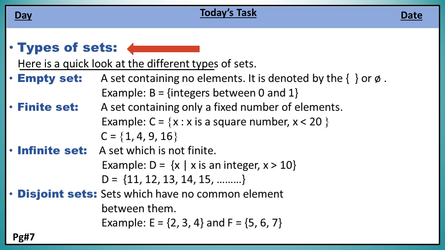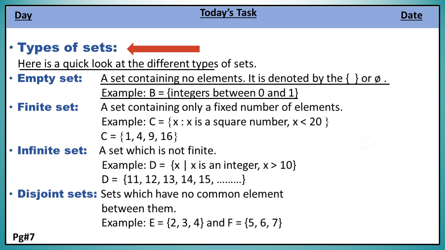Dear students, do you know what is meant by empty? Yes, very good. A set containing no element. Empty set हमारे पास ऐसा सेट है जिसमें कोई भी एलिमेंट नहीं होता. It is denoted by the empty curly brackets. For example, set B is equal to integers between 0 and 1. Dear students, you know very well हमारे पास 0 और 1 के दरमियान में कोई भी integers मीन कोई भी नंबर नहीं होता. So this is the example of empty set.